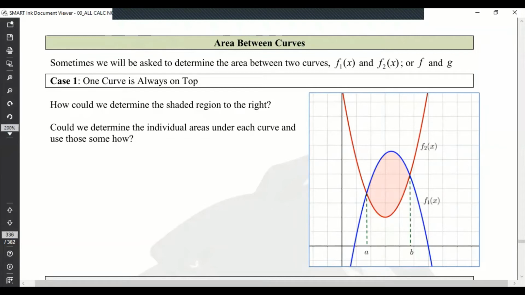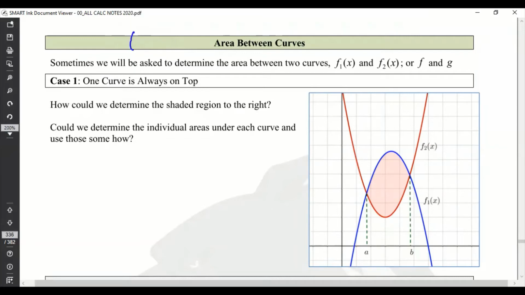All right, welcome back. This is area between curves, so we're going to call this 6.7. This is continuing on with what we dealt with in the last lesson. And a couple things that we looked at in the last lesson: we were looking at the area between a function and the x-axis, and we also looked at the area left and right between two values of x, a and b.